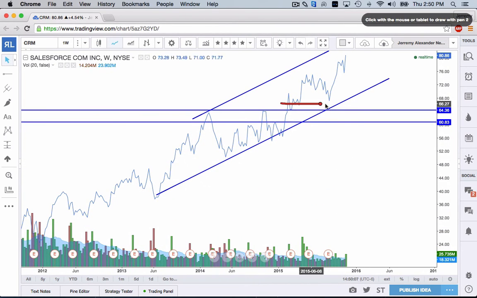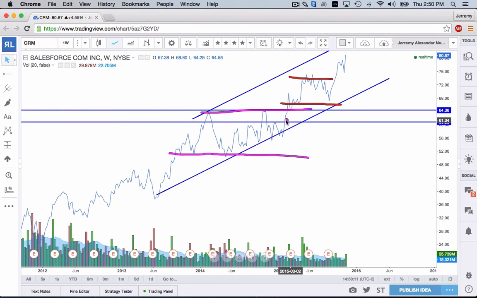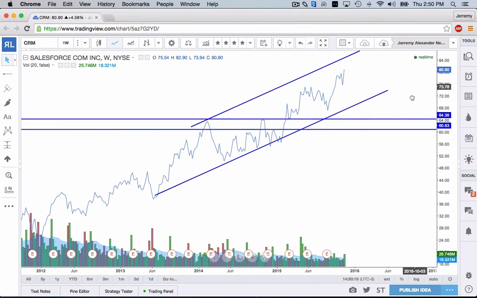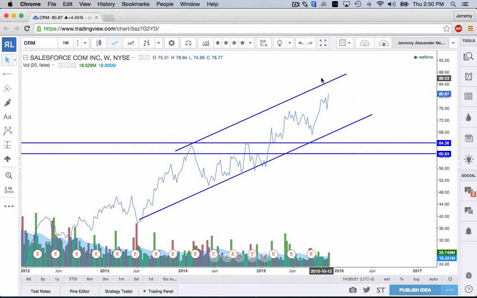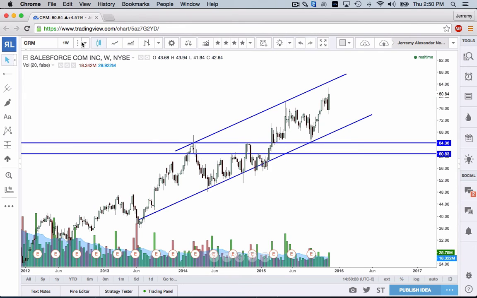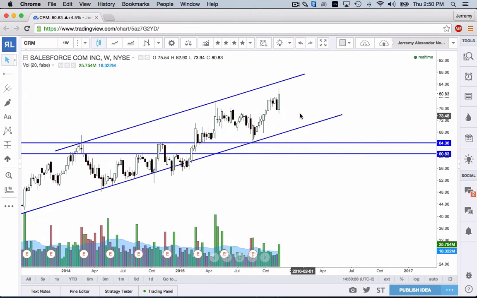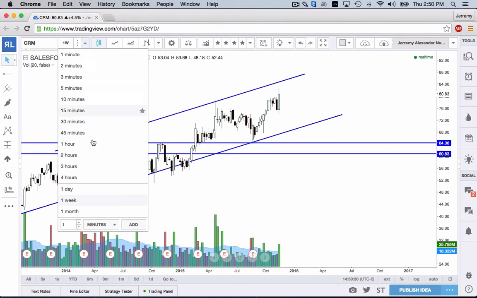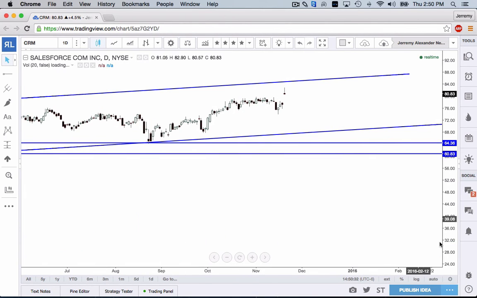And notice we had a little bit of a shorter term distribution phase right there. Also had a distribution phase right there. Broke out of the distribution phase, retested, bounced. I'm looking for a little bit of a pullback, a little bit of a bounce again on Salesforce. I'm bullish on Salesforce into about $86, $88 or so. This candle on the weekly chart, gorgeous, bullish engulfing candle. Very, very good volume. And we had a great gap today.